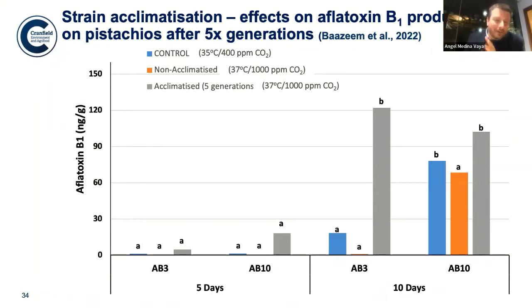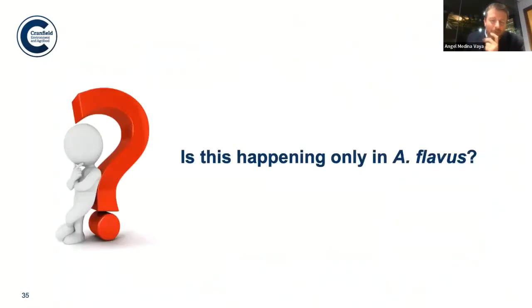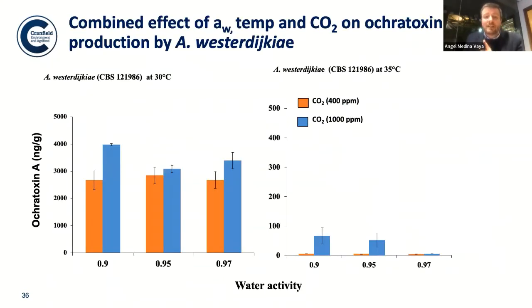But this might happen only with Aspergillus flavus. So the question is, is this only happening in Aspergillus flavus? And the answer for you is no. We've done similar work with different fungi, for example, with another fungus that produces another toxin, which is called Mycotoxin A.